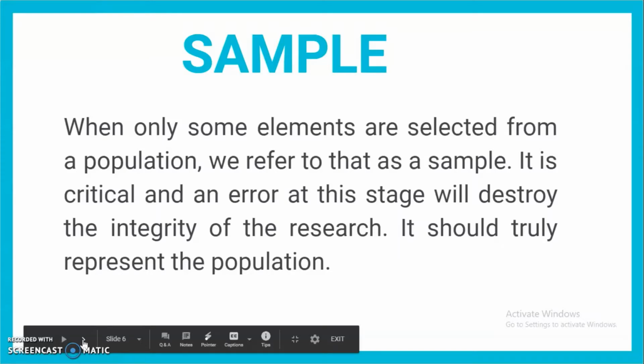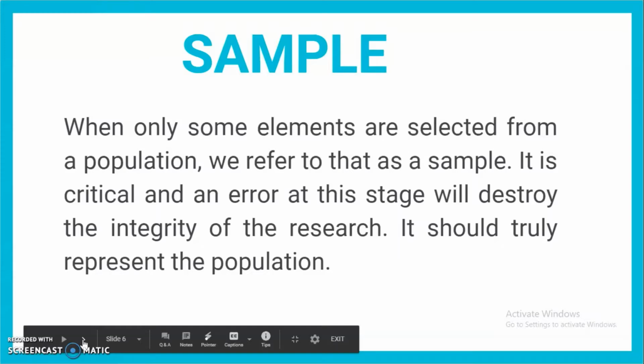It is critical, and an error at this stage will destroy the integrity of the research. It should truly represent the population. That's the most important phrase. It should truly represent the population. The sample should be a true representation of the population. Only then can we generalize our findings to the whole population.